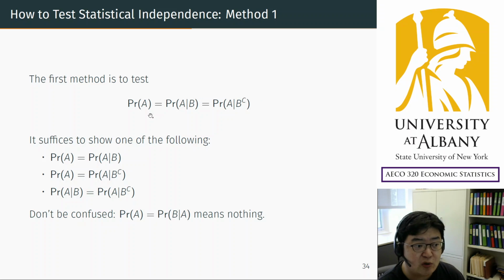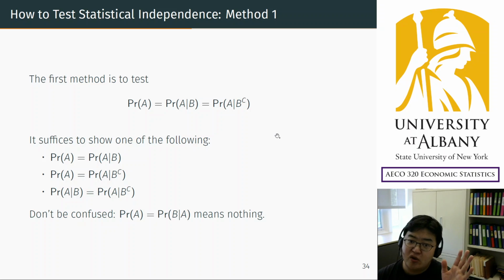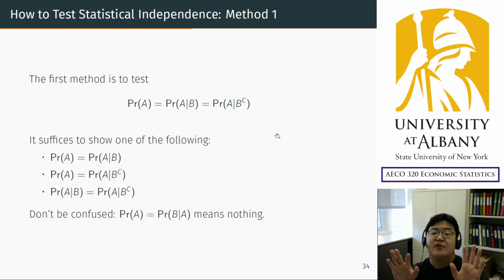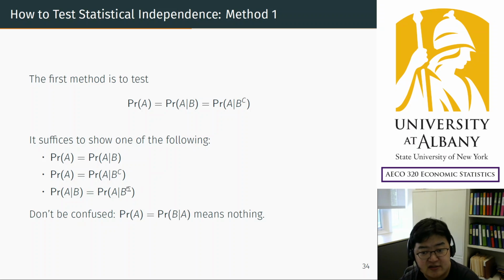But there are actually two equalities. Like there are three guys and they are all the same, but you don't need to calculate all three. Just choose any two of them. There are three probabilities. Choose any two of them, and if they are equal, then automatically the other follows. So what you need to do is to show one of these three equalities. Then you prove the independence, right?